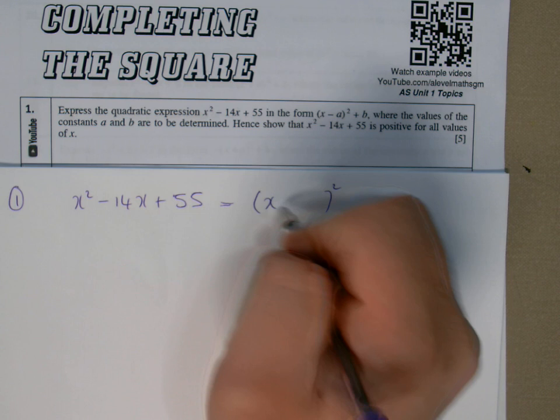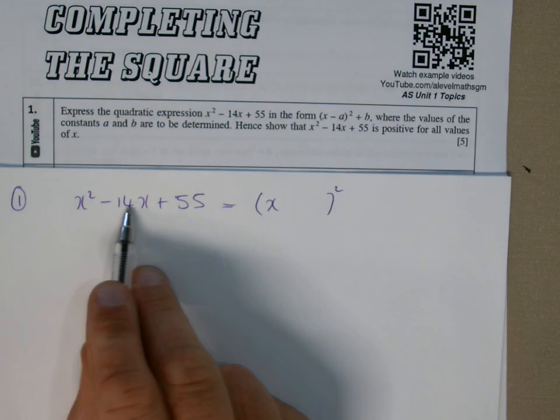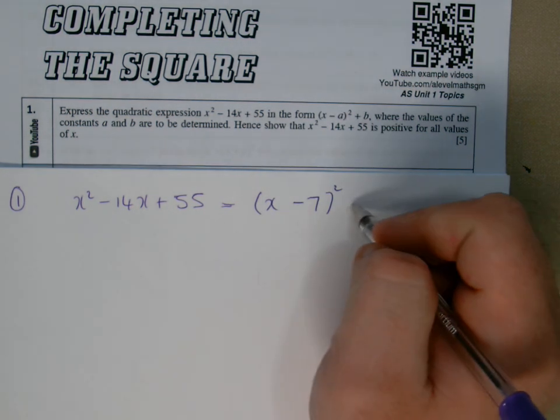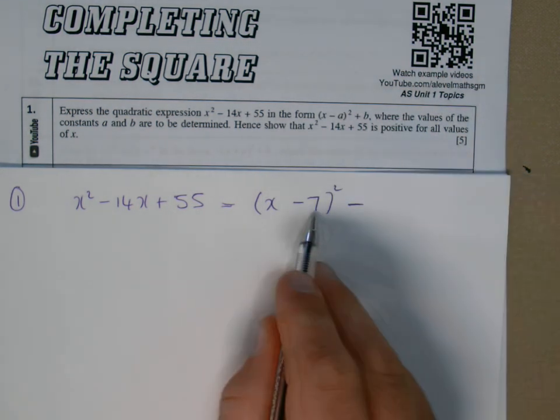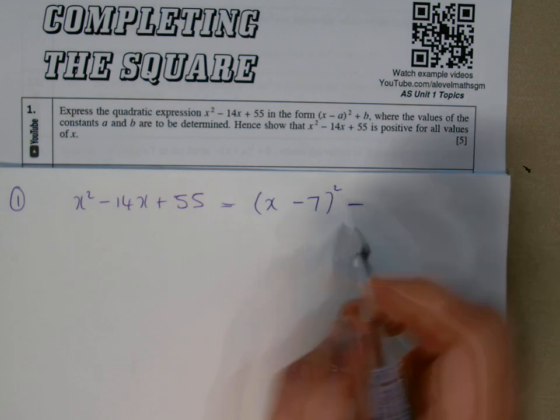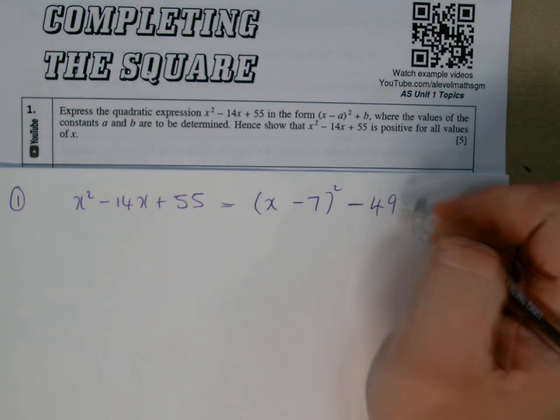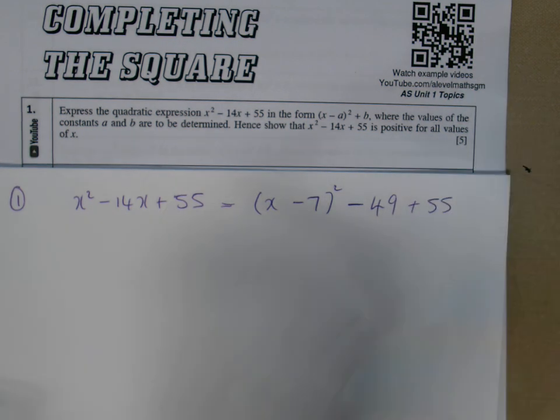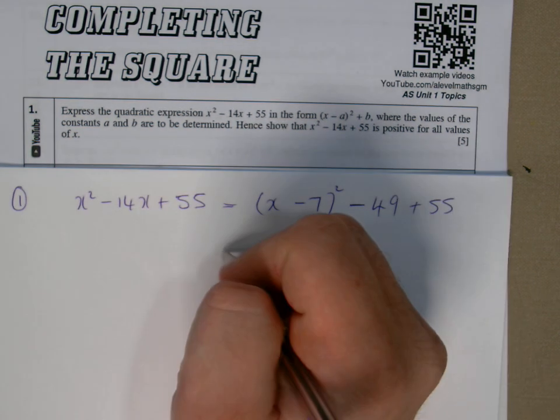Well, I'm going to write x in this bracket, and then if you remember, you halve this, so you halve the minus 14, so it becomes minus 7, and then outside the bracket, you always then take away the square of this. So when you square 7, you get 49, and then we add 55 on. So that's the method, that's the routine you need to learn in order to complete the square.